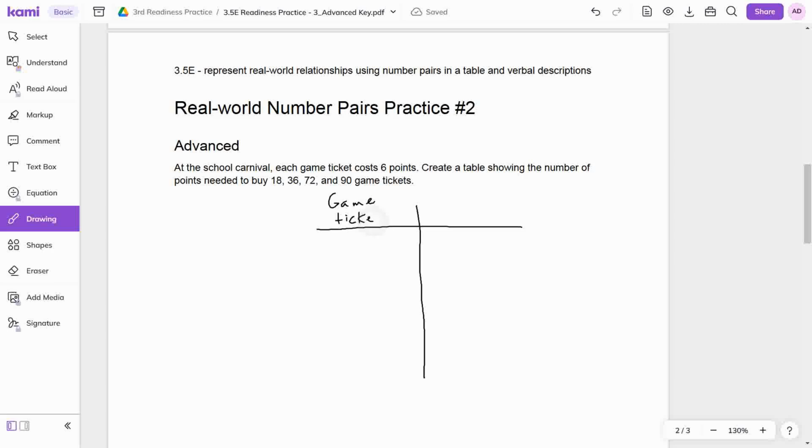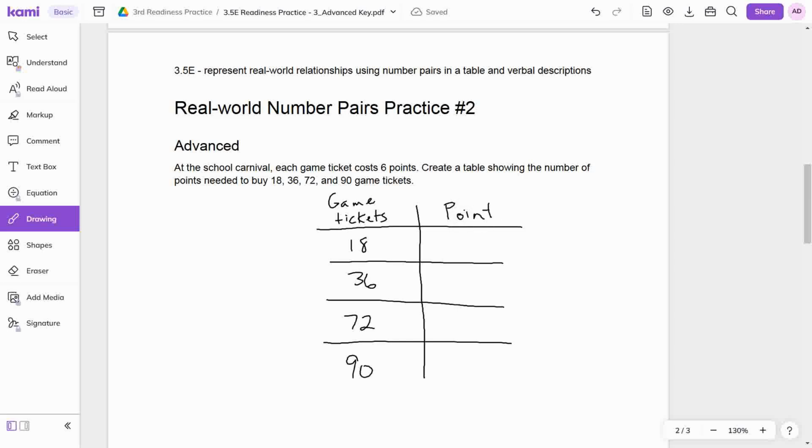I'm going to make my table with the two columns going side by side. You might make yours in rows, that's fine. The game tickets I need are going to be 18 game tickets, 36 game tickets, 72 game tickets, and then 90 game tickets. How many points will it take for me to get each of these quantities of game tickets? Well, what does it tell me? Each game ticket costs 6 points each. So if I want 18 game tickets, each one of those game tickets is going to cost me 6 points. I need 18 sets of 6. Or I can think of my rule as I'm just going to have to multiply by 6.